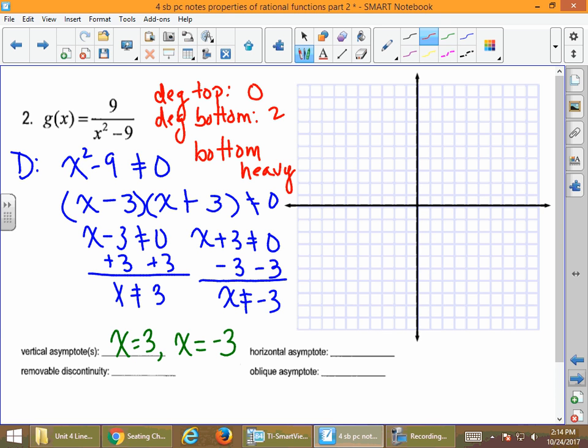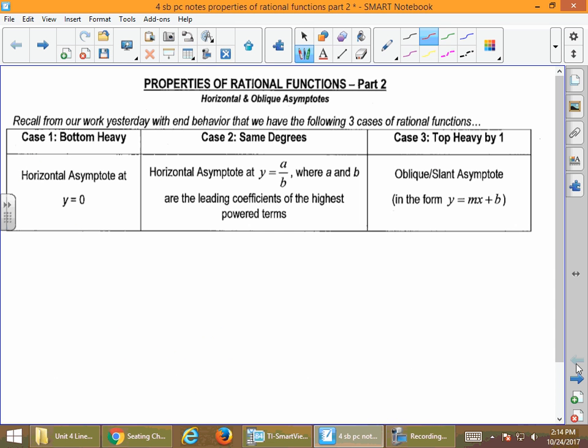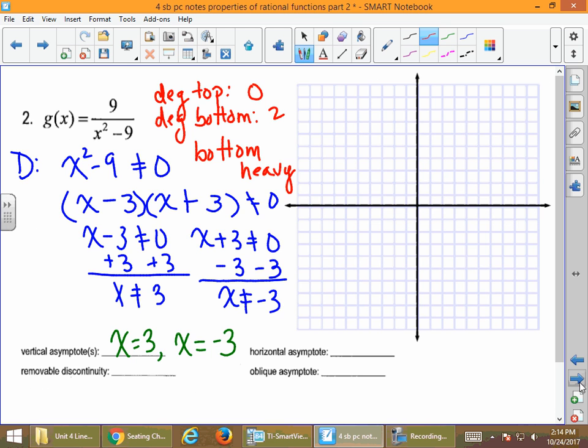And because it's bottom heavy, again, as I flip back to the chart, the bottom heavy situation means that we have a horizontal asymptote at y equals 0. That may be something that you want/need to memorize. And the good news is, if we have a horizontal asymptote at y equals 0, we don't have an oblique.